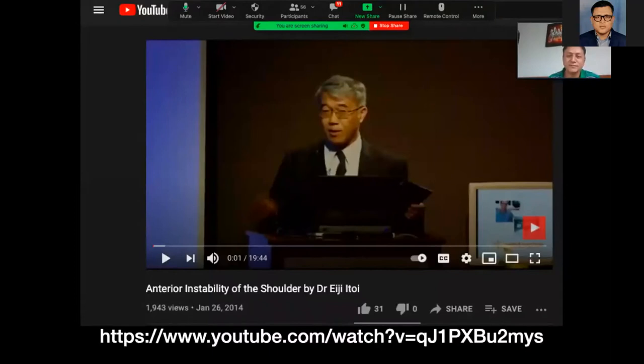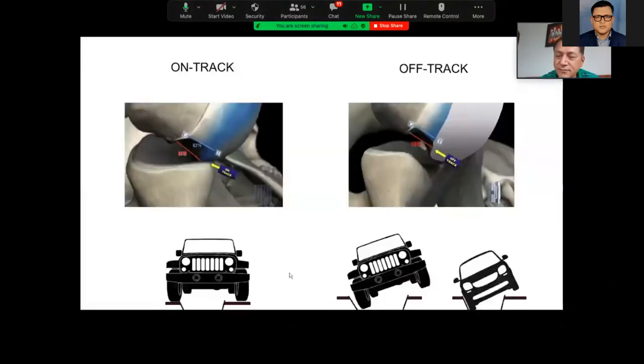And this is the link which I was talking about. Famous Professor Ishii from Japan gave this concept of the glenoid track. This is his popular talk, freely available on YouTube. You just have to search Professor Ishii, shoulder instability. It is a 19-minute talk and you will understand everything. He has explained everything very simply.